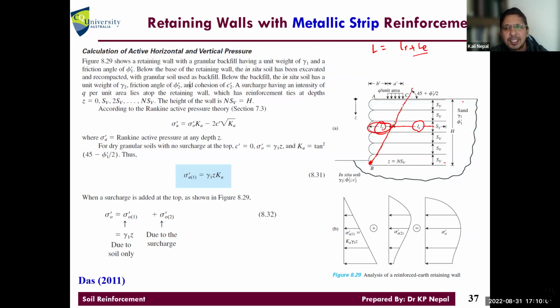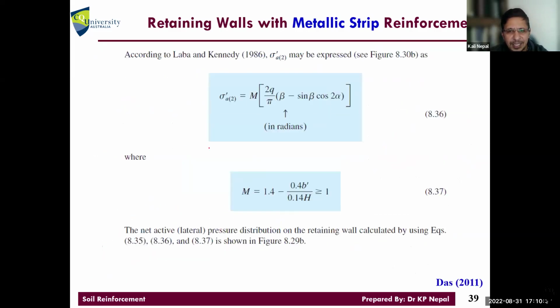It depends on the pressure given, the lateral earth pressure. Sometimes there is a surcharge, and then it becomes a little difficult. But if there is no surcharge, it's a very simple earth pressure calculation. Even given a surcharge, there are equations to compute. This is due to soil weight only, and that is due to surcharge, so we sum them together. There are equations. I'll not cover this now.